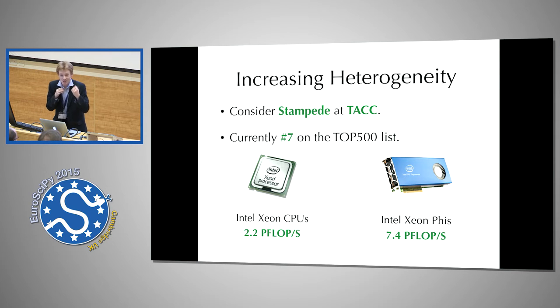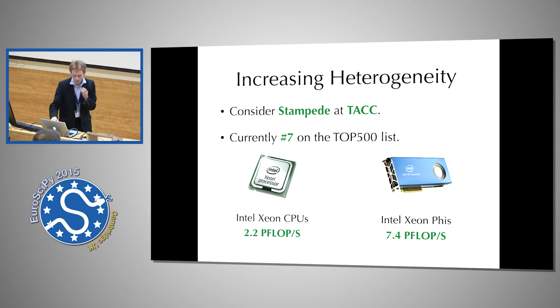Furthermore, if we drill down just into these clusters themselves, we not only find that accelerators themselves are being adopted, but also that the clusters we're running on are becoming increasingly heterogeneous. So looking at the Stampede cluster at TACC, which ranks in at number 7 on the top 500 list, we see that 2.2 petaflops of compute performance come from the Intel Xeon CPUs, whereas 7.4 petaflops of compute performance come from the coprocessors. Hence, if your code can only run well on a CPU, you're throwing away a lot of performance. And similarly, if your code can only really work well on the coprocessor, you're also chucking away a lot of performance.